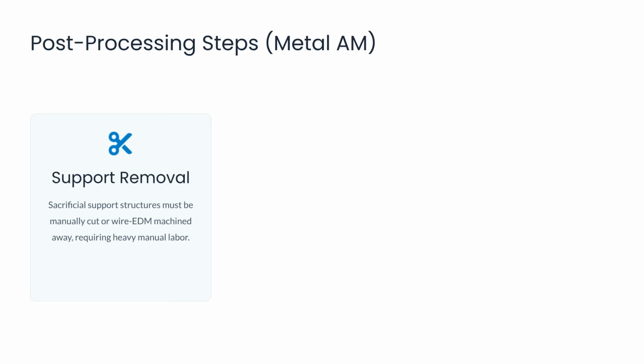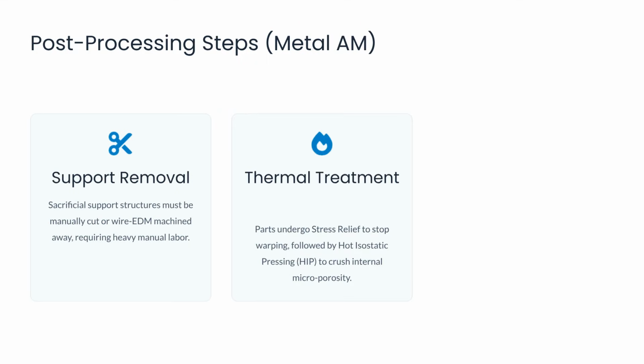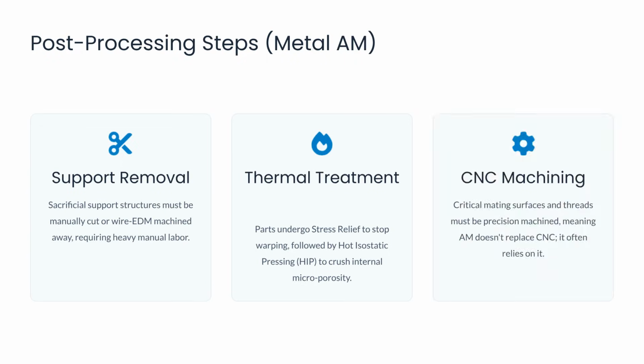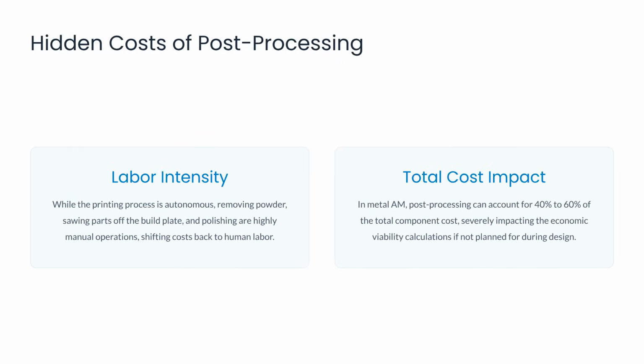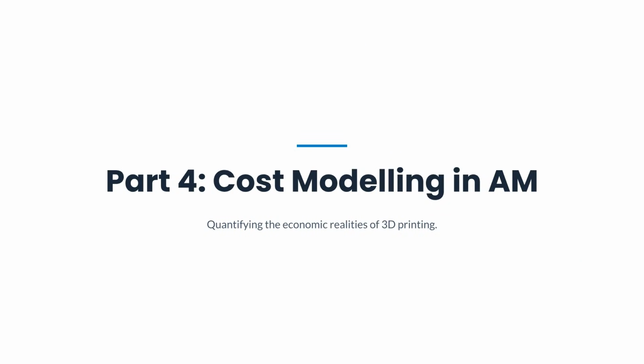Support structures must be manually removed. Thermal treatments like stress relief and hot isostatic pressing are needed for structural integrity, and critical surfaces often require final CNC machining. These hidden costs are significant. While the print is automated, tasks like powder removal and polishing are highly manual. Consequently, post-processing can account for up to 60% of a component's total cost. Next, we will explore the essential components of cost modeling in additive manufacturing to better quantify these economic realities.